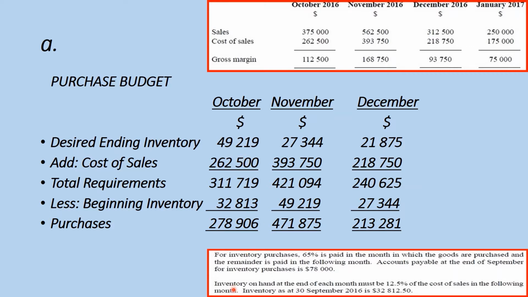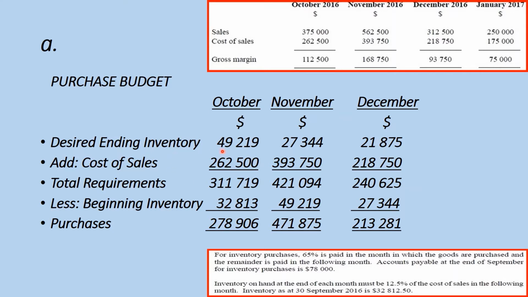We are told that the inventory on hand at the end of each month must be 12.5% of the cost of sales in the following month. Inventory as of 30th September 2016 is $32,812.50. You can ignore the 50 cents, drop it off, and round the figures because this is a budget. The figures are estimated. So this 32,812 or 813 will come in here as your beginning inventory for October. It's coming over from September.